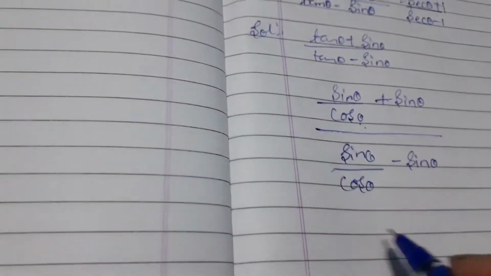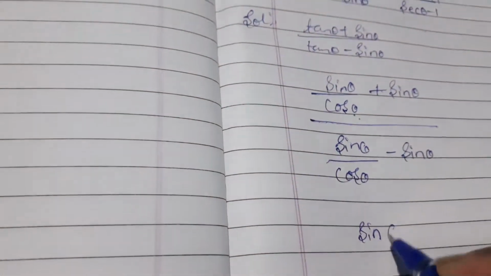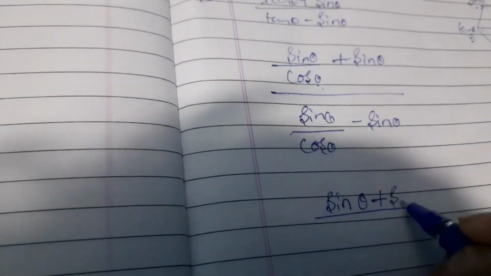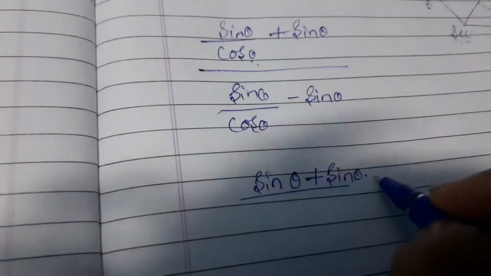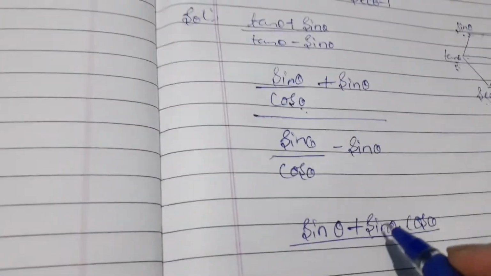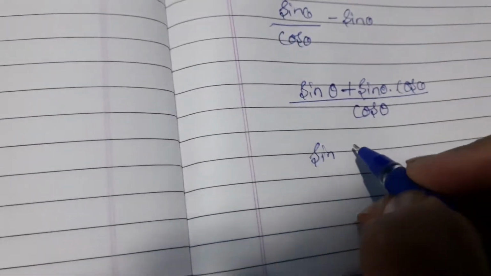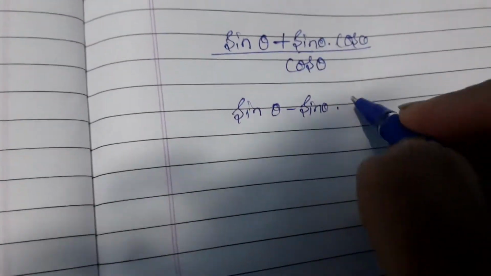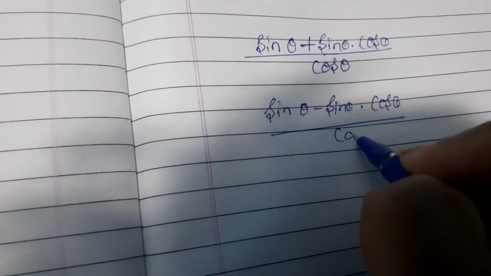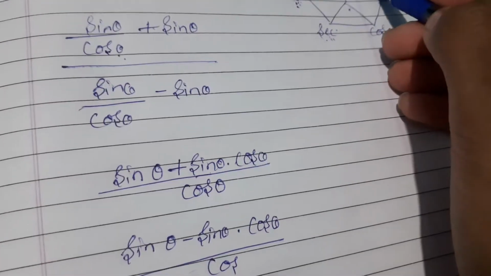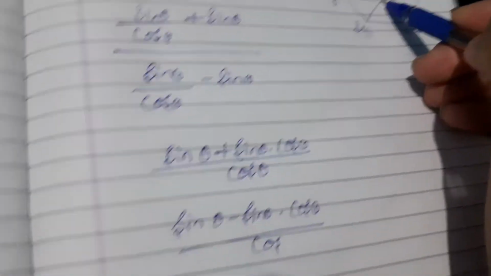Write it as it is: sine theta plus sine theta by sine theta, multiplied by cos by cos. Okay, now in the same form write the minus sign: sine theta minus sine theta into cos by cos. Sine, how is the sine? One cos, sine and cos, sine cos.